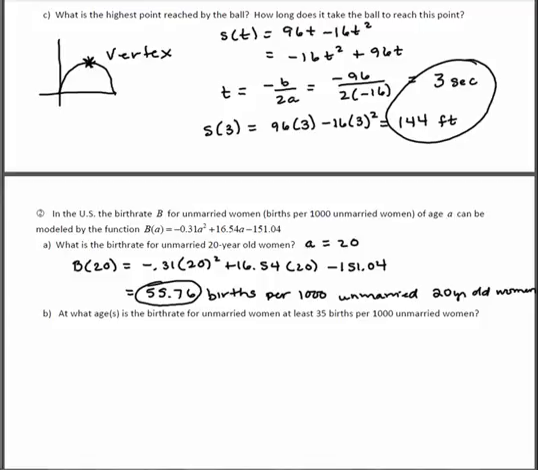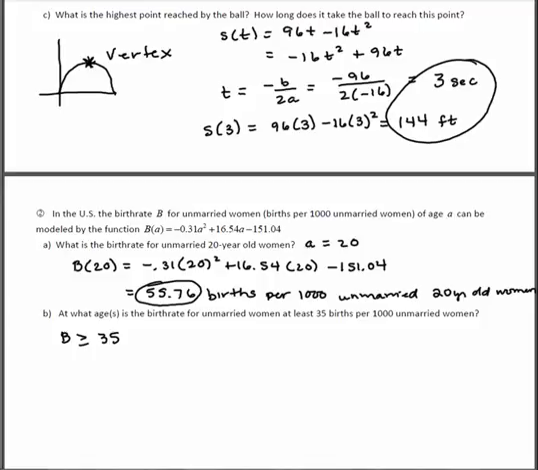Okay, the next question. At what age, or what ages, is the birth rate for unmarried women at least 35 births per 1,000 unmarried women? So this time I want to know, when is B greater than or equal to 35? When is the birth rate at least 35, greater than or equal to 35?